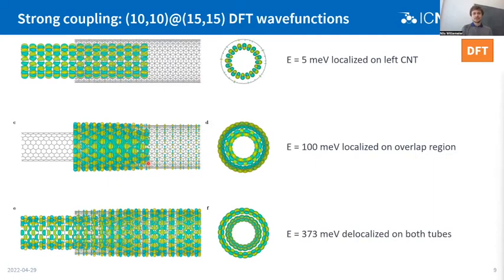And I can show you this in some DFT wave functions that we calculated for the system. Here at the top, you see one of those states which is just localized on one tube, in this case, the inner tube. Then in the middle, you have this kind of localized state that I was referring to before, where you see here that the wave function really is delocalized between the 2 layers, but localized only in the overlap region. And then you have the last case where the state is completely delocalized between the 2 tubes. And these are the states that then contribute to the transmission.